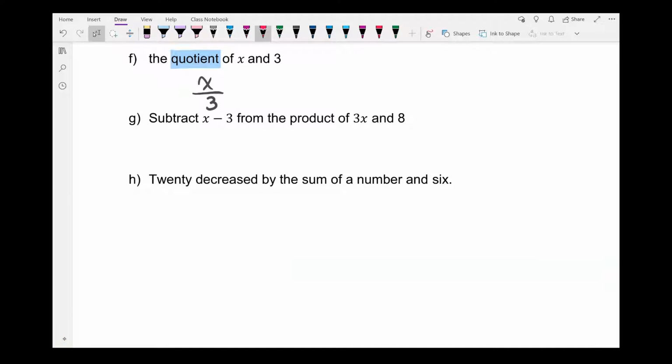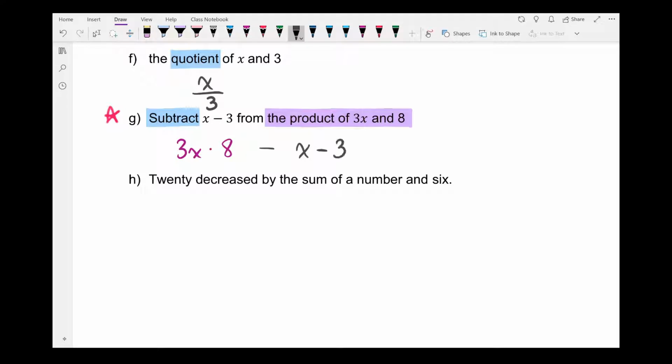The next question here, G, is a little bit of a special one as well. It says subtract x minus 3 from the product of 3x and 8. So this is tricky. Take a moment to think about it. What do we need to subtract? Well, subtract means minus. We need to subtract x minus 3 from the product of 3x and 8. So we actually need to start with the product of 3x and 8, and then we'll subtract x minus 3 from it. So let's start here. The product of 3x and 8 means 3x and 8 multiplied together. And then we need to subtract or minus x minus 3 from that.